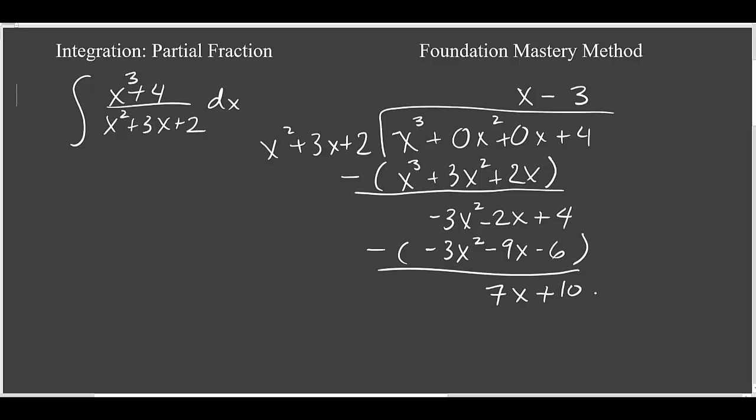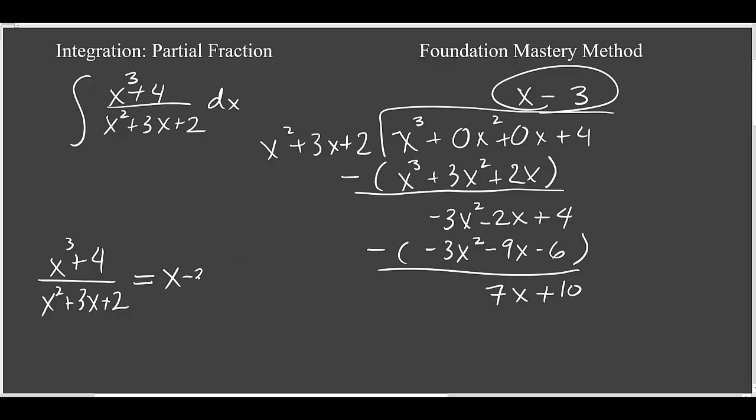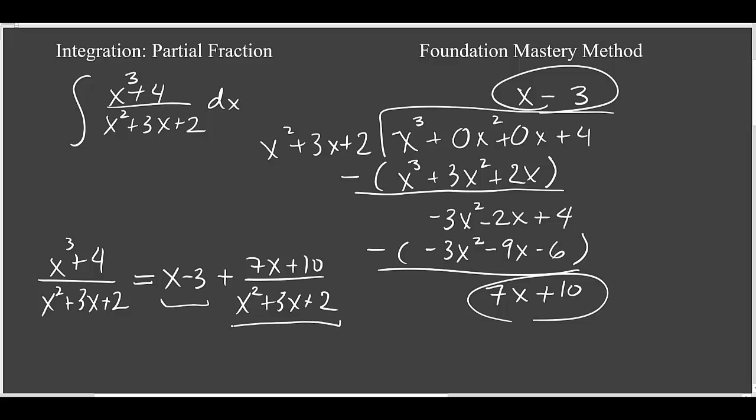So what does this mean? Well, this means that x cubed plus 4 over x squared plus 3x plus 2 is equivalent to x minus 3 plus our remainder here, 7x plus 10 over x squared plus 3x plus 2. So what we've done here is we've turned this into a polynomial and a rational function where the degree of the denominator is larger than the degree of the numerator, so that we can use integration by partial fractions.